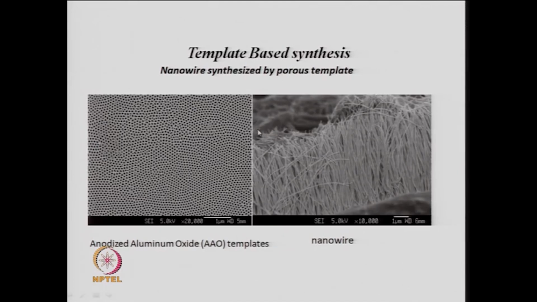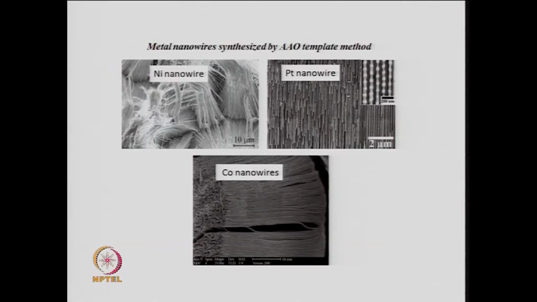And here, as you see, the template is a negative template, because you are getting the nanowires where there was a pore. So, the nanowire is not growing on this material, but is growing inside the pore of this material, and hence this is called a negative template method. Now, there are many other examples like nickel nanowires, platinum nanowires, which have been grown by the anodized aluminum oxide template method, the negative template method.